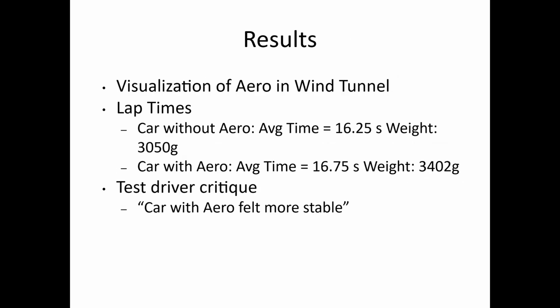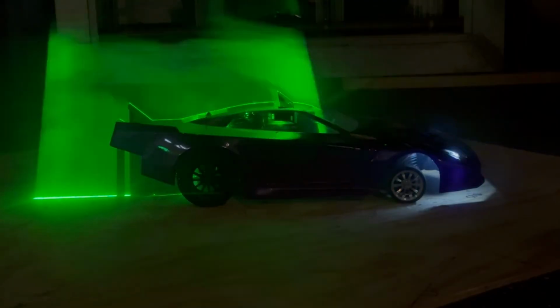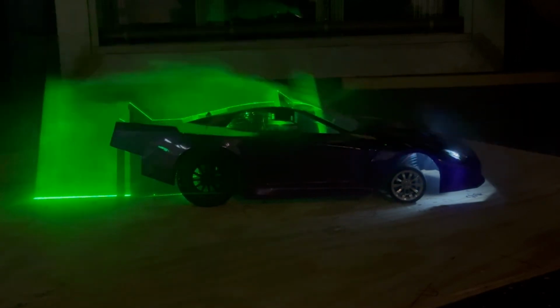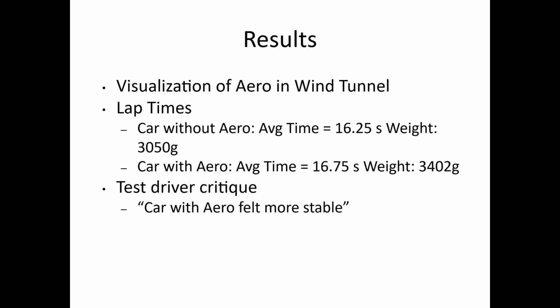We had wonderful visualization of the aerodynamic principles in the wind tunnel. It was truly special to see all of that amazing visualization and the lap times. So the car without aerodynamics had an average time over 5 laps of 16.25 seconds at the racetrack we attended, with a weight of 3,050 grams. The car with aerodynamics had an average time of 16.75 seconds with a weight of 3,402 grams. We feel these weights are comparable enough.